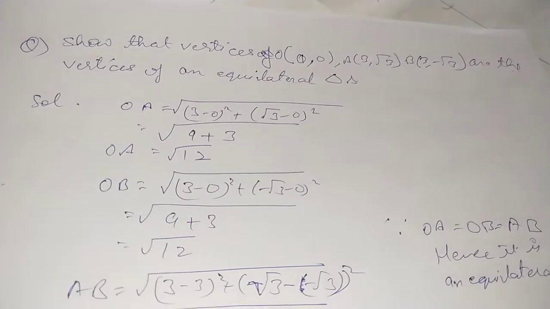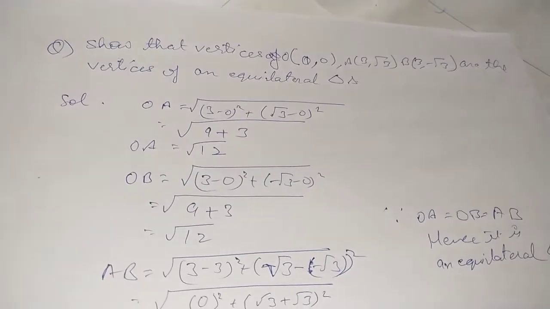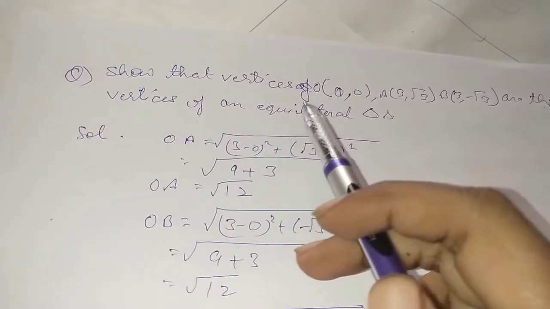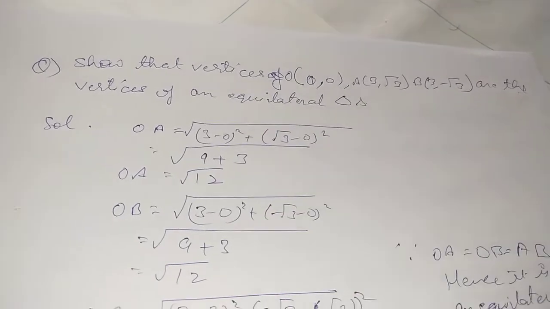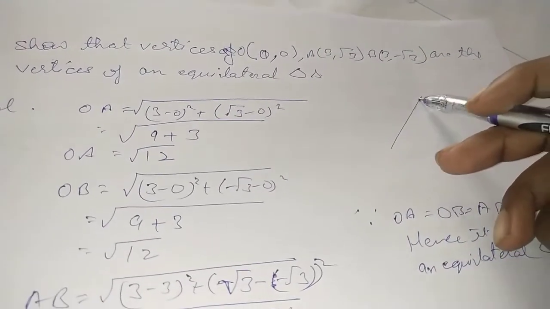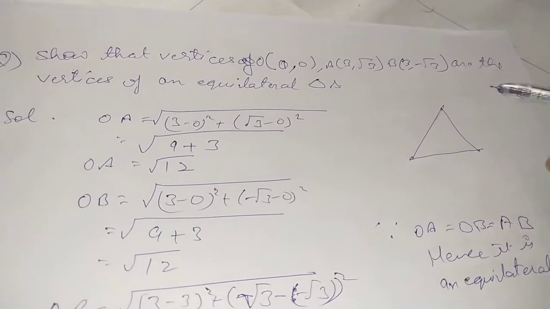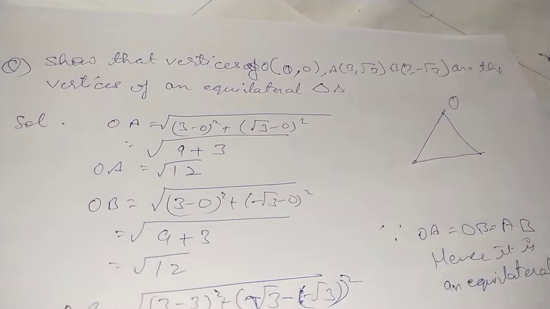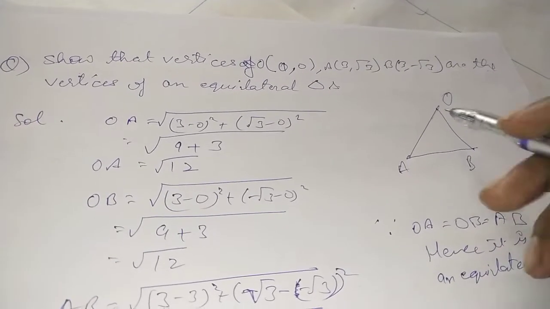Now, how is this going to be implemented, or how can this be utilized for the other questions also? Let's take a question in which it says that show that the vertices of a triangle 0, A, B are the vertices of an equilateral triangle. Now, we know that this figure is going to be a triangle. Now, we do not know whether 0 will be over here, A will be over here, or B will be over here. Doesn't matter, you can take up in any form.